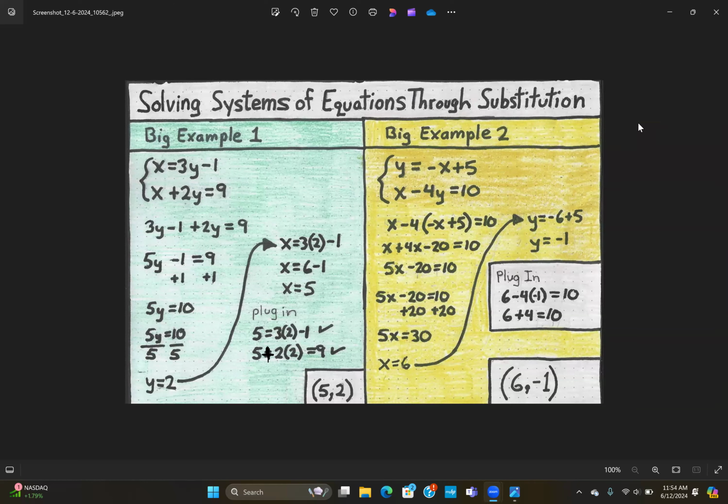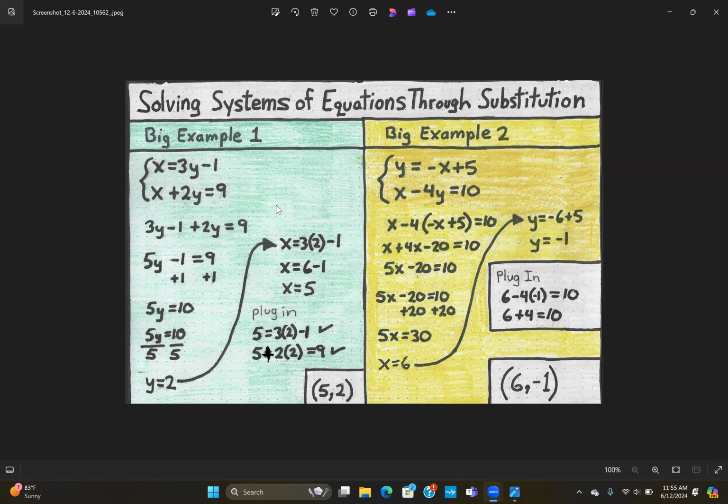And so without further ado, let's go into big example one, in which we have x is equal to 3y minus 1 and x plus 2y is equal to 9. Since we're using the substitution method, x right here is already isolated, meaning that x is the same as 3y minus 1. And if that is true, why not replace this x with the 3y minus 1, which we did right here? And so now instead of x plus 2y is equal to 9, we're just going to say 3y minus 1 plus 2y is equal to 9. And now we have just one variable to work with.